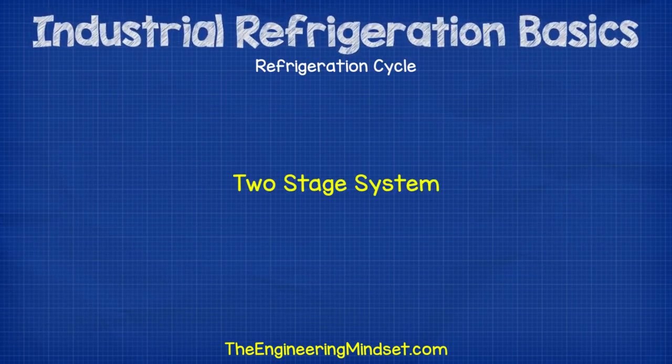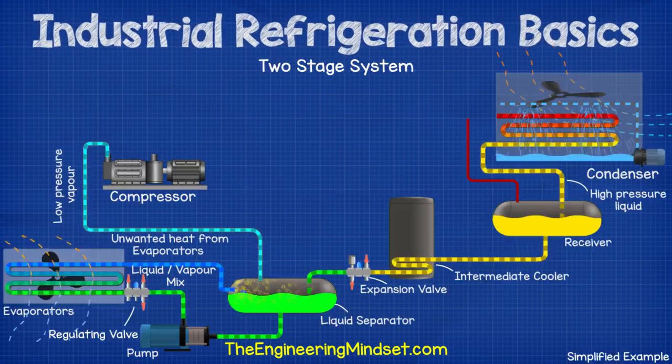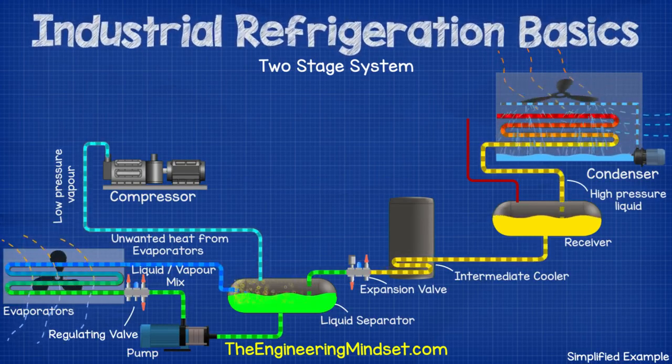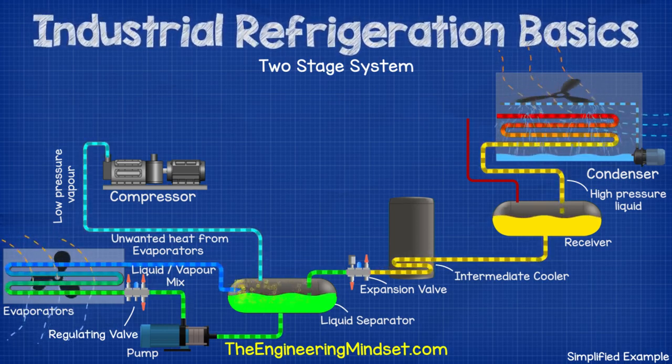Two-stage. This is the next evolution of the industrial refrigeration system, which is suitable for low temperature refrigeration systems, providing high efficiency and low compressor discharge temperatures. We again have the refrigerant flowing the same cycle, but we have a few other components and cycles.